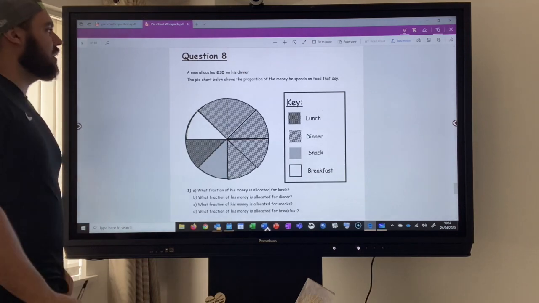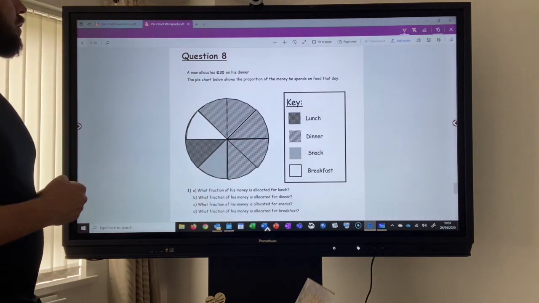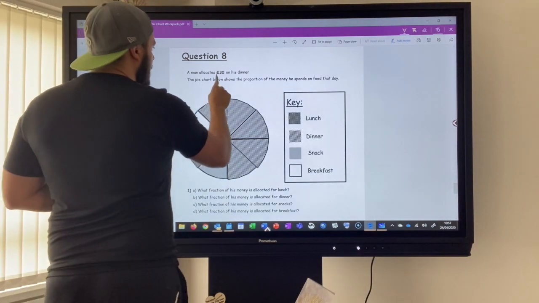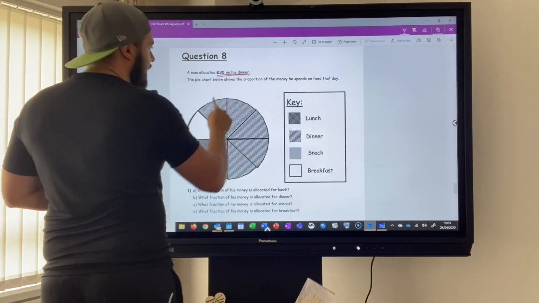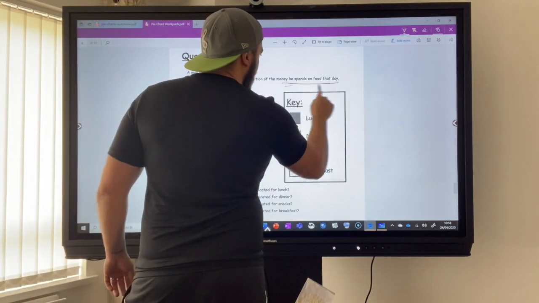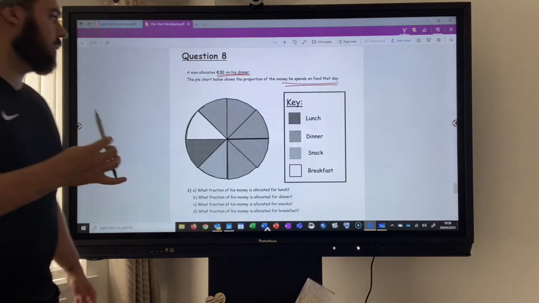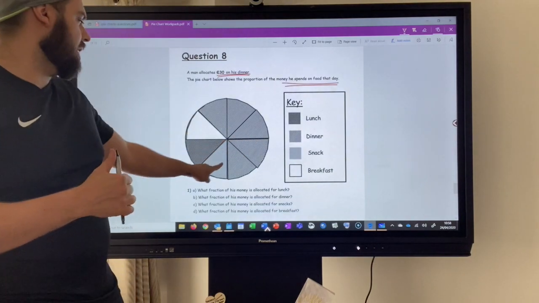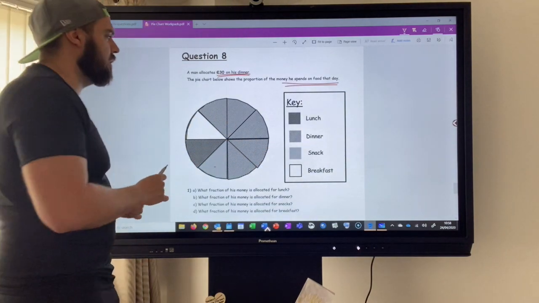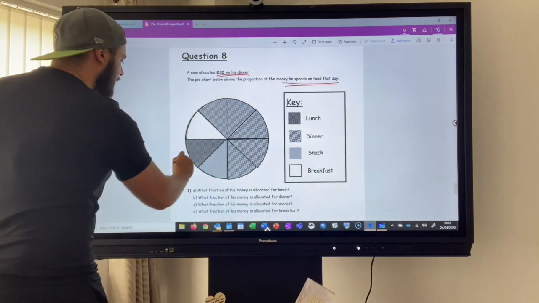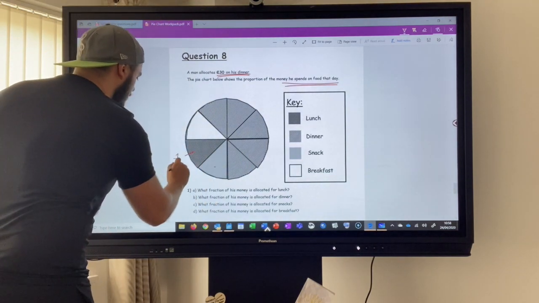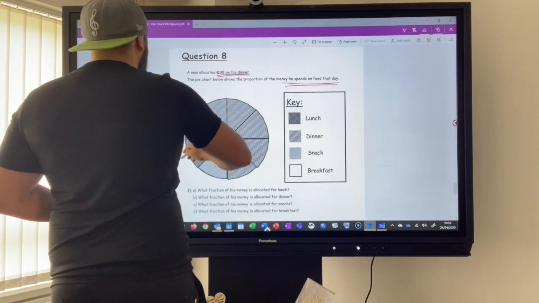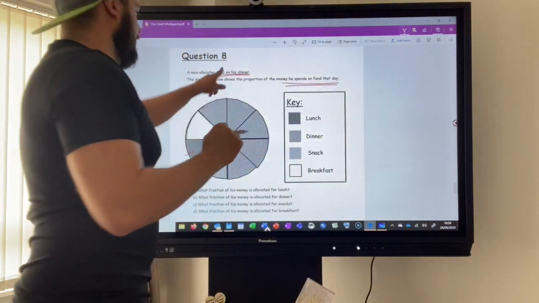Question 8, a man allocates £30 on his dinner. The pie chart below shows the proportion of money he spent on food that day. Again, read the question carefully, because it says the man allocates £30 on his dinner. How much money has he spent on food that day? Okay, so we've got lunch, dinner, the snack, and breakfast. Nope, that's wrong. Sorry, I do apologise. I'm reading the wrong one. His dinner is £30. Dinner is here.